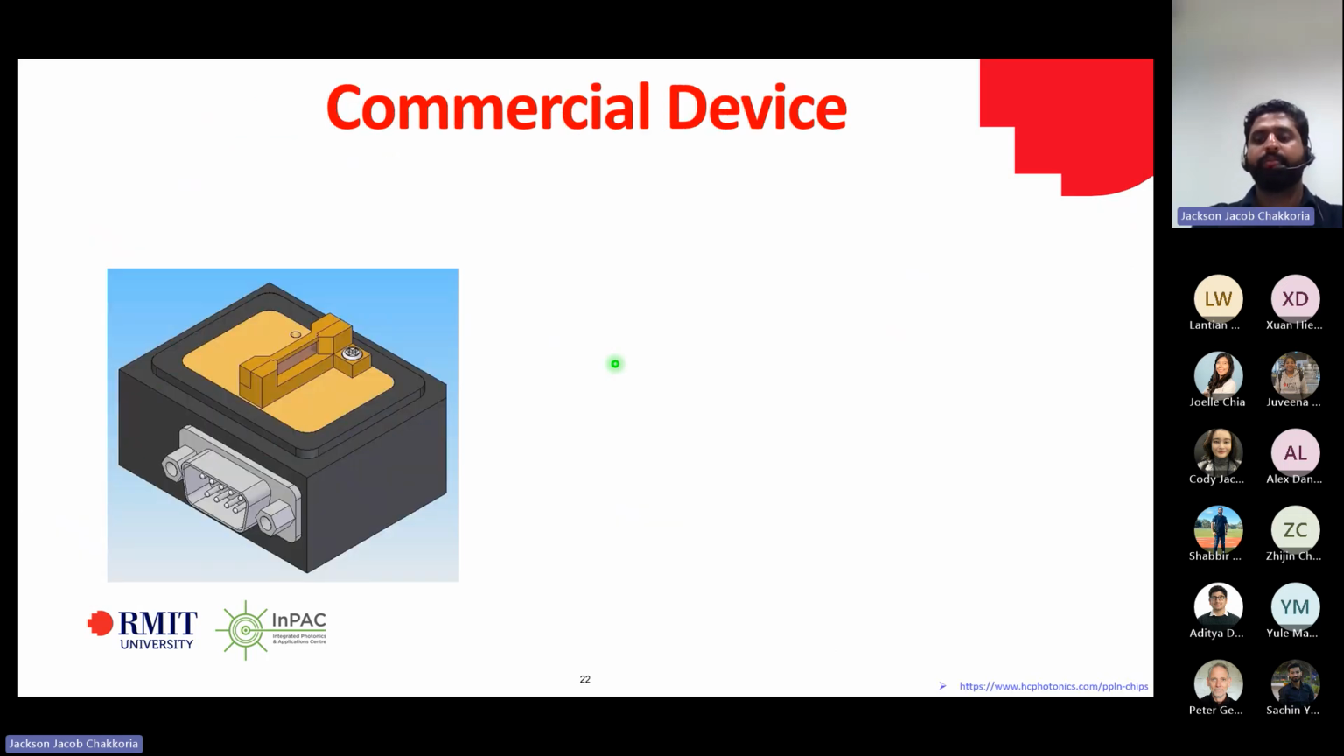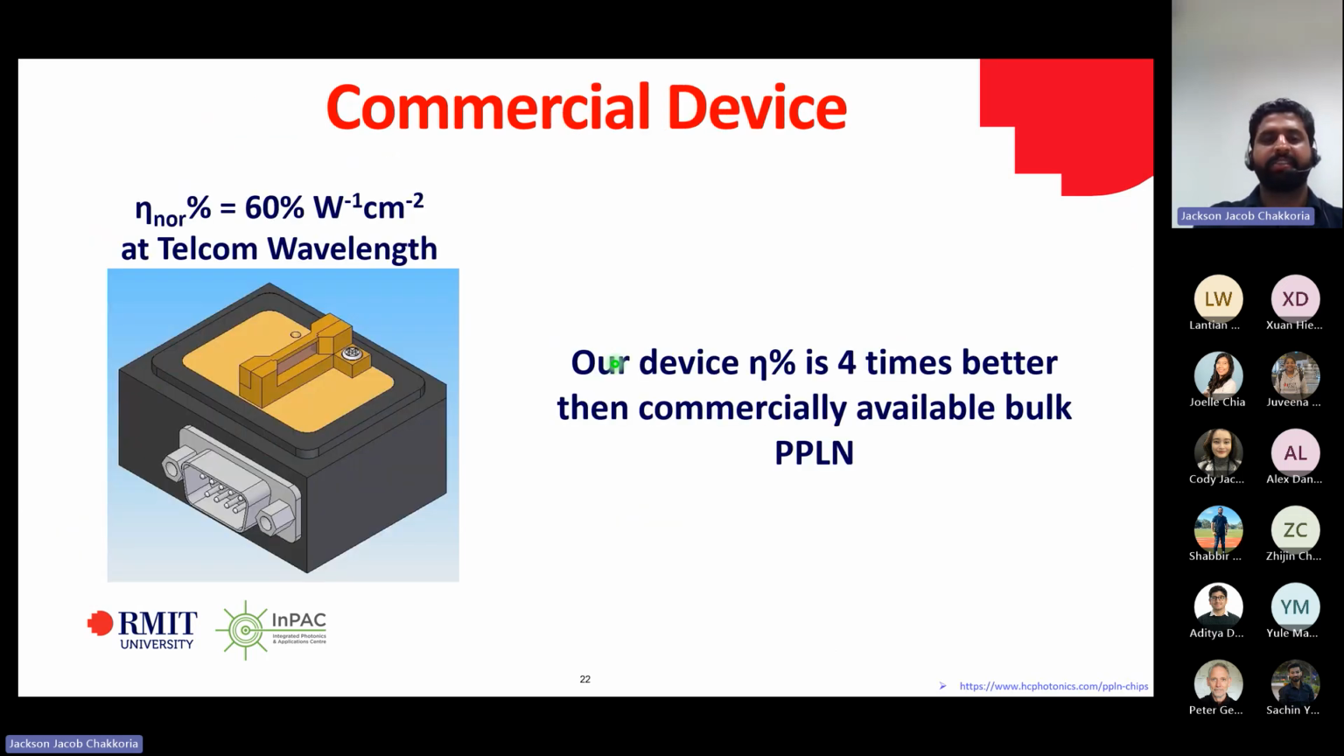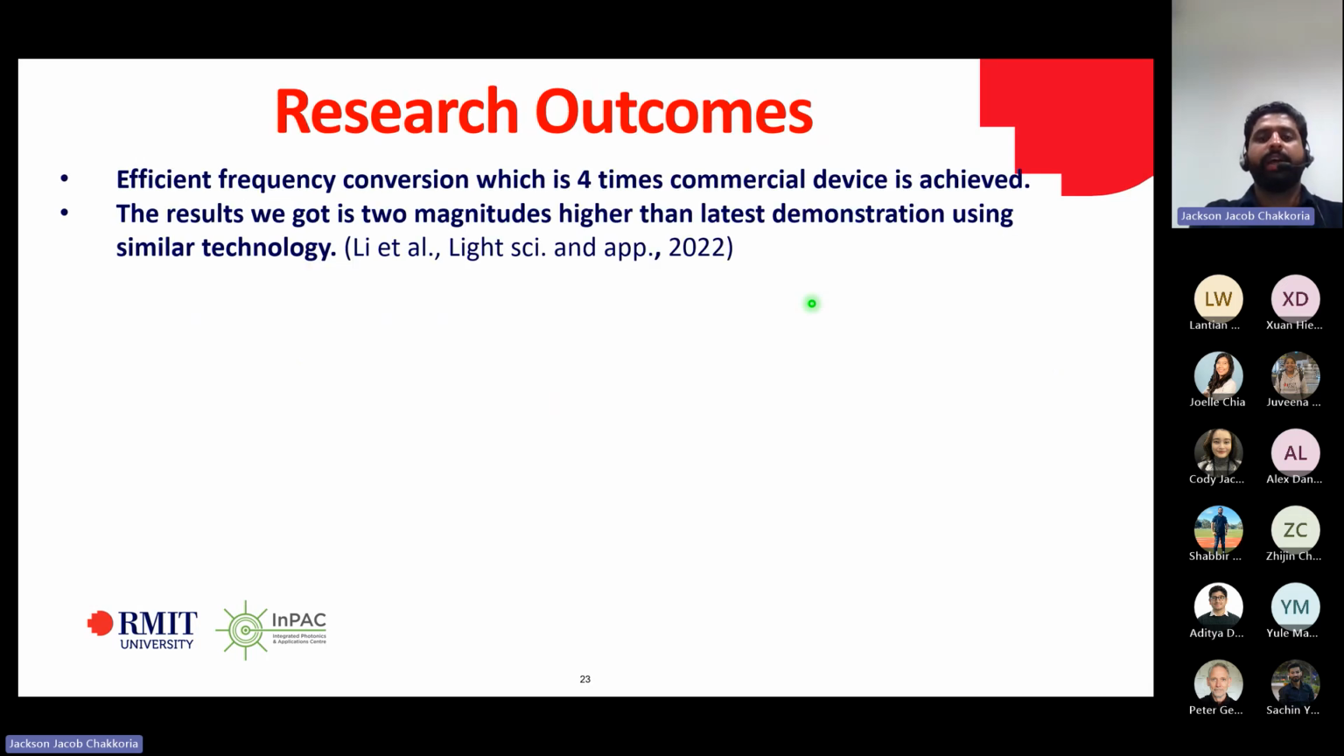And when we compare these devices with commercial devices, in general commercial devices give an efficiency of 60%, but these commercial devices are quite big in size. These are not a chip technology; these are more like a bulk technology. Our devices are quite small in size, and they work 4 times better than a commercial device. So overall, we were able to achieve the frequency converter that we were looking for, and these devices are performing very well. The results were 2 orders of magnitude better than what current technology by others has done.